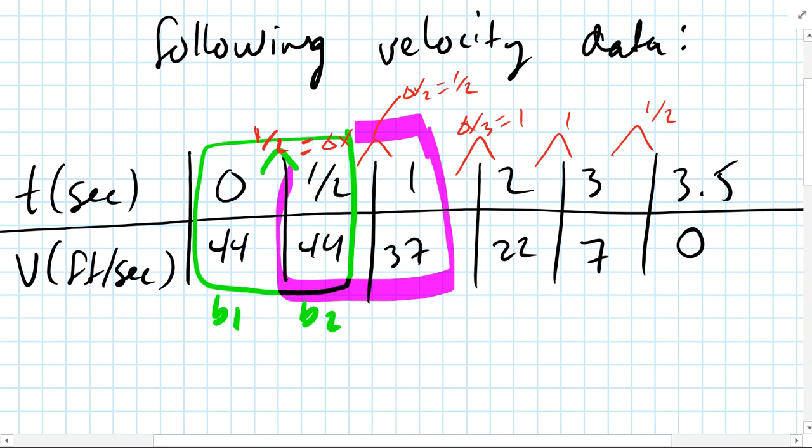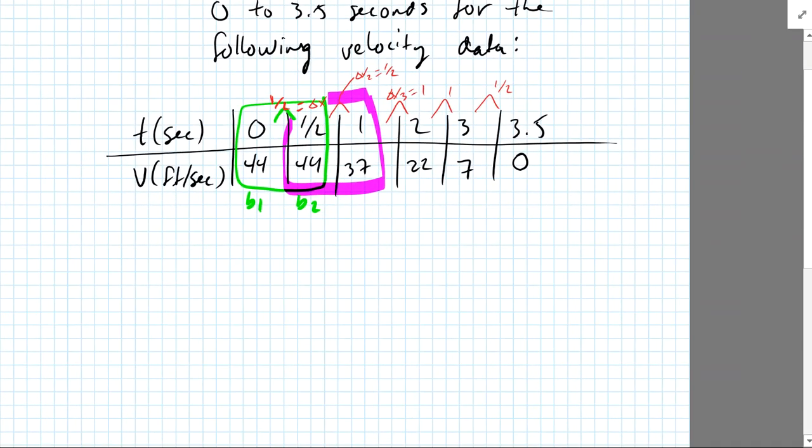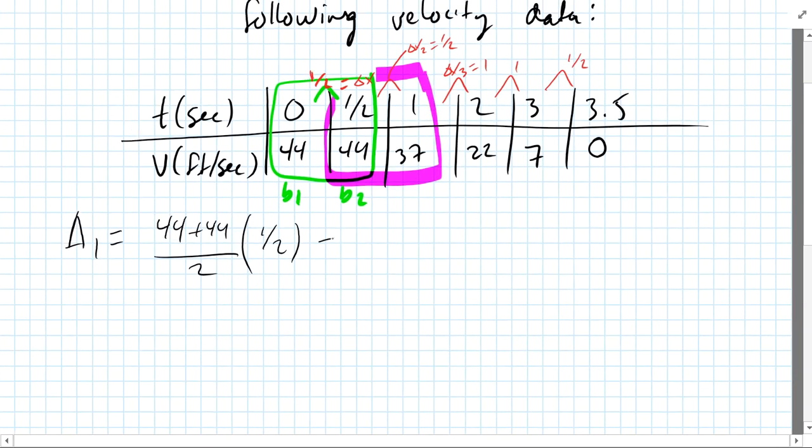Yeah. So let's write this out. So for my first area, what's my first base? 44. What's my second base? 44 all over 2 times what was my delta x? 1/2. Plus, oops, no, we're going to do each one separately. Second area. Is it 44, which is the second one, plus 37 over 2 times what was its delta x? 1/2.